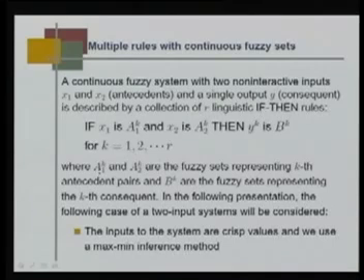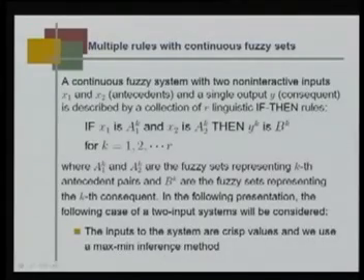Whereas, in this particular rule, A1k and A2k are the fuzzy sets representing the kth antecedent pairs, and Bk are the fuzzy sets representing the kth consequent. In the following presentation, we will take a two-input, two-rule system, just to illustrate how we infer from a rule base where the fuzzy sets are continuous.